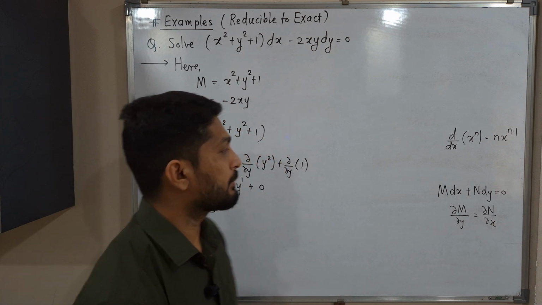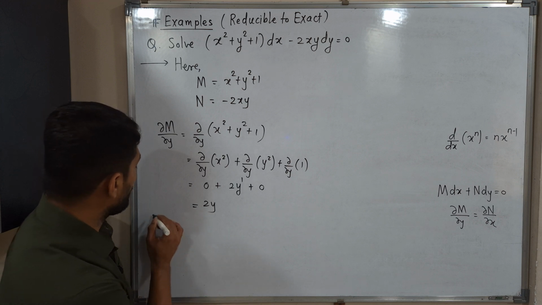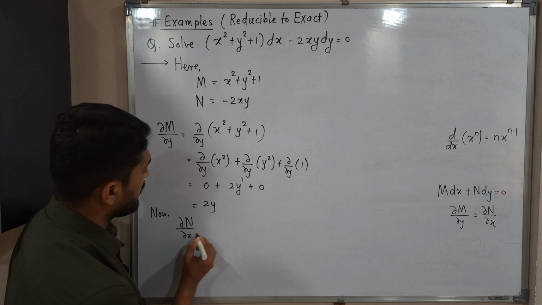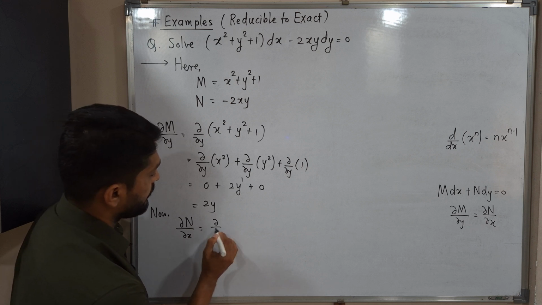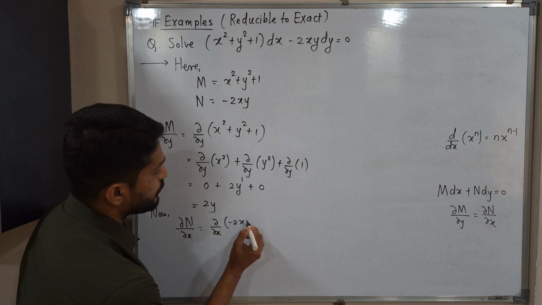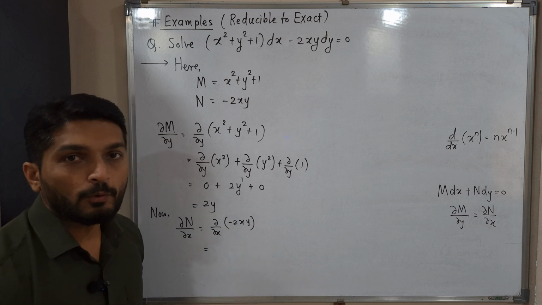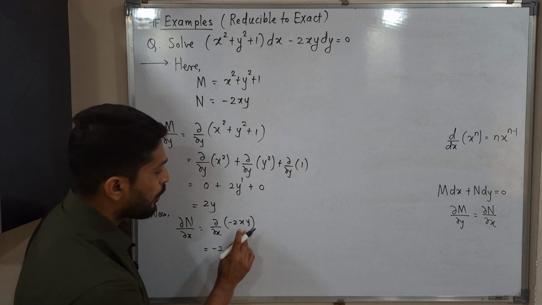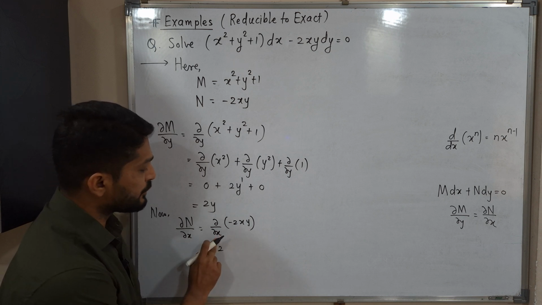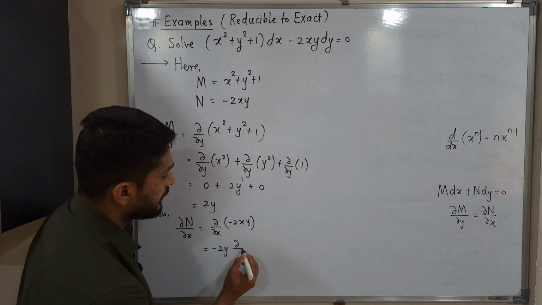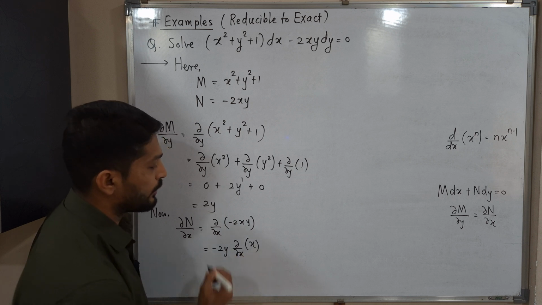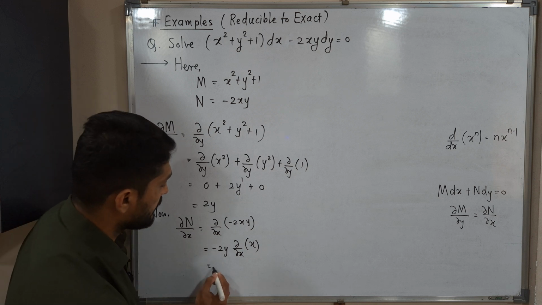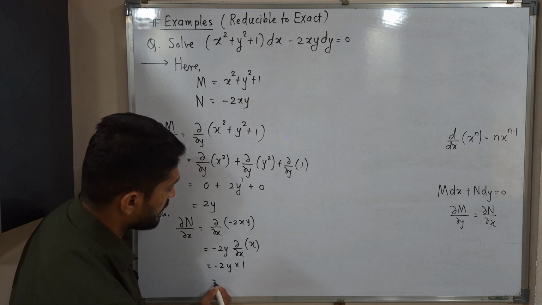Now I should work on the second partial derivative also, right? And we have to check whether both of them are same or not. So now partial N by partial x. So what is my N? Minus 2xy. Whatever constants we have, we always take outside first. So minus 2 is constant, will come outside. y is also constant because we are differentiating with respect to x, so y will come outside, and inside the derivative we have x only. So derivative of x with respect to x is 1. It means minus 2y into 1, so it is minus 2y.